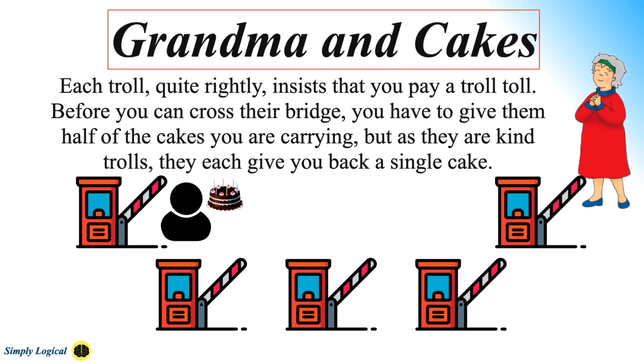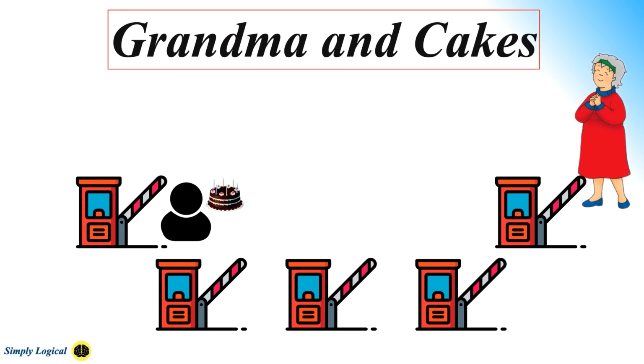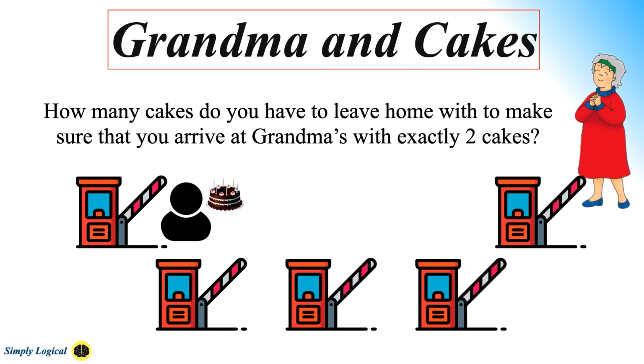Each troll quite rightly insists that you pay a troll toll. Before you can cross their bridge, you have to give them half of the cakes you are carrying, but as they are kind trolls, they each give you back a single cake. How many cakes do you have to leave home with to make sure that you arrive at grandma's with exactly 2 cakes? Let me repeat the puzzle.